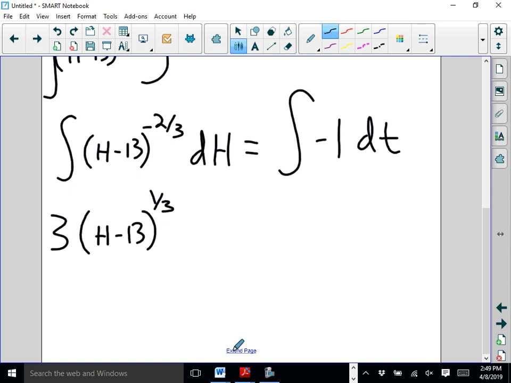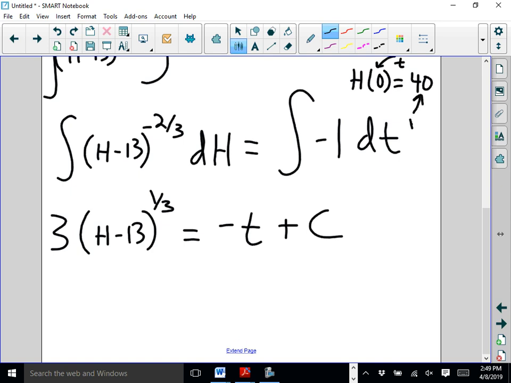The antiderivative of -1 dt, when it's a constant, I just tack on a t here. So this is going to equal -t, and I put my plus C on the right side. Okay, now I have to plug in my point. The point says h of 0 equals 40. This is my t, this is my h. Remember, t is acting like x, and h is acting like y.